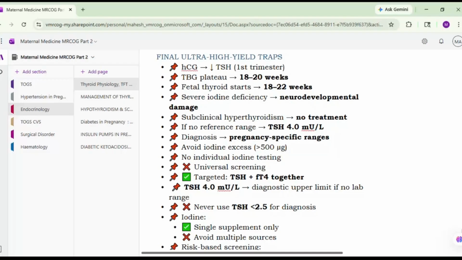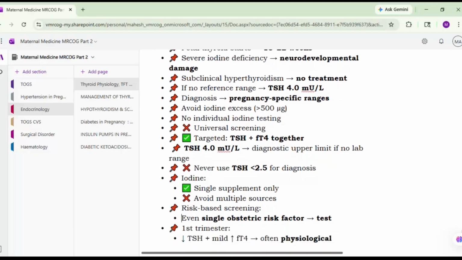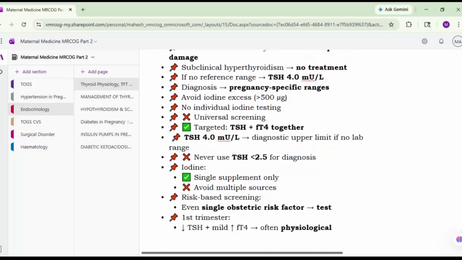We go for targeted screening, and that screening test will be TSH plus FT4 together. A TSH of 4 is the upper limit for diagnosis if no lab range is given. Never use a TSH of 2.5 for diagnosis. Use a single iodine supplement only, and avoid multiple sources. Screening is risk-based: even if a single obstetric factor is present, go for testing. In the first trimester, a decrease in TSH and mild FT4 increase is often physiological. Okay.